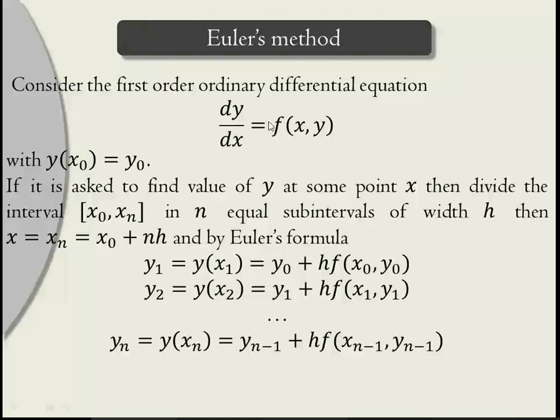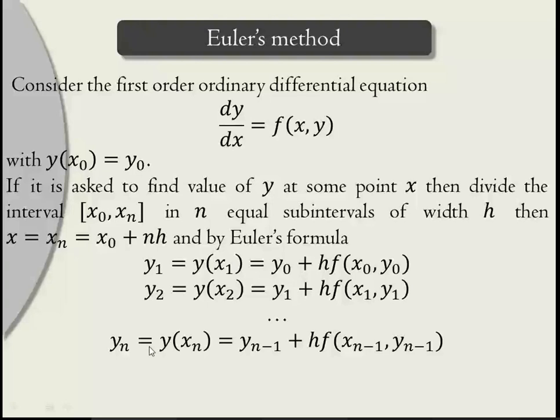Then the point at which y is given, take that point as x naught, and that value of y as y naught. And the point at which we want to find y, it is asked to find y at some point x, take that x as xn. Then from x naught to xn, divide it into n equal subintervals with width h. And then at each value, x naught, x1, x2 up to xn, find the value of y by using this formula. This is a very simple formula.